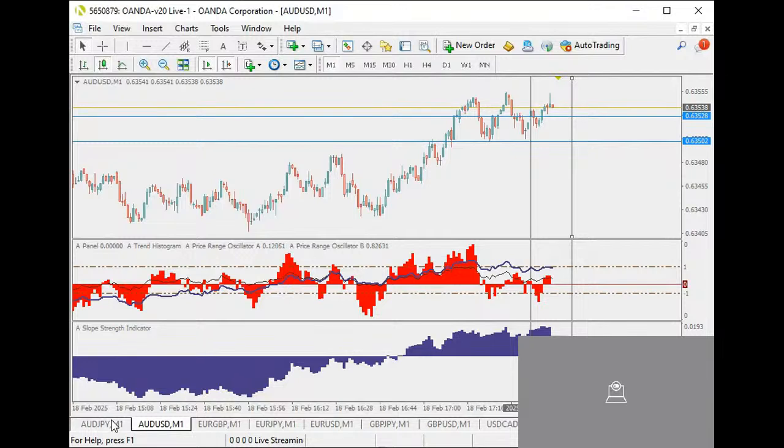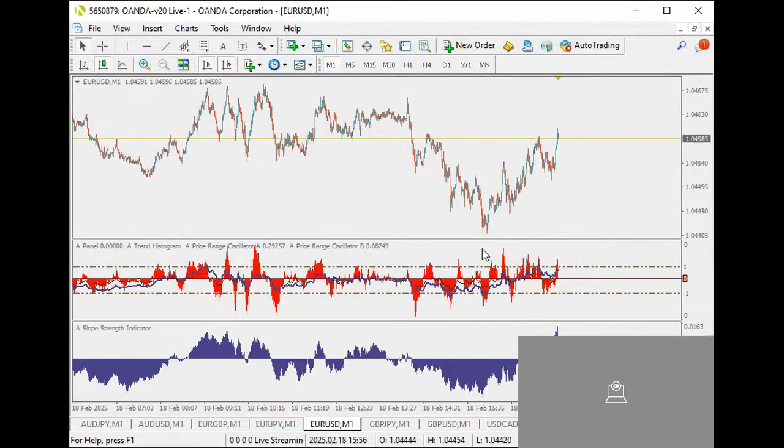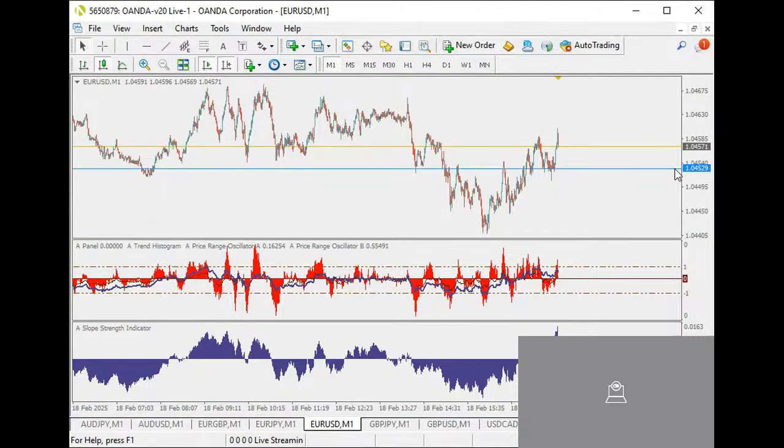The euro dollar, US dollar has to pull back. Everything is bullish on this pair, but I need to wait for a pullback. Where is my support level? It's around 1.0452. So I would like to see price come back somewhere around this level, which would give me justification to go ahead and enter a long position.